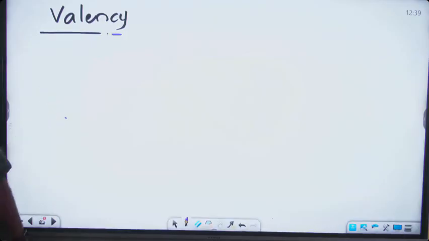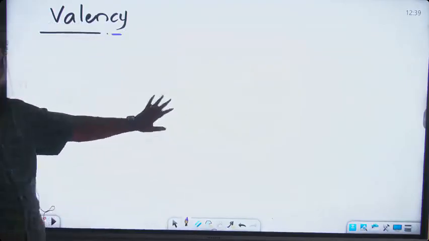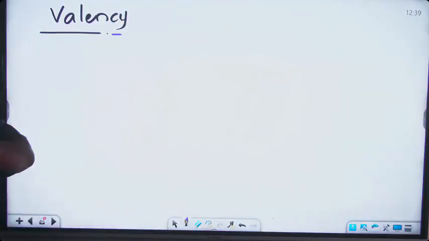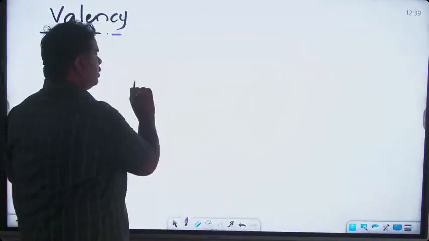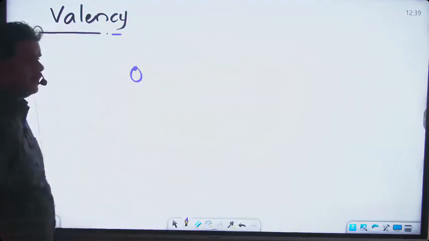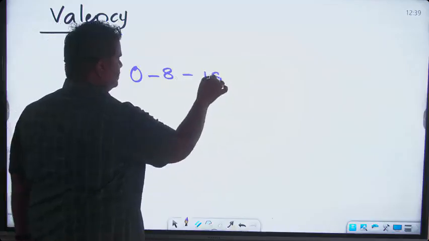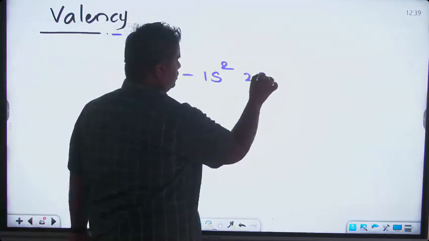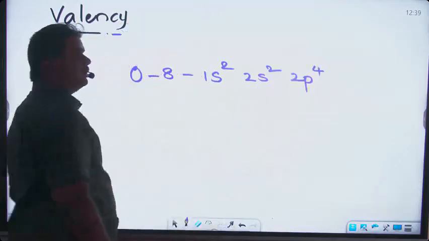Right. So the moment you're talking about valency, what is this particular valency? Valency, oxidation number and oxidation state are different. Oxidation number and oxidation state are the same, but valency is different. Now, what is valency? Take any particular atom, for example oxygen. Oxygen's atomic number is 8, and when you write the electronic configuration, it is 1s2, 2s2, and then 2p4.